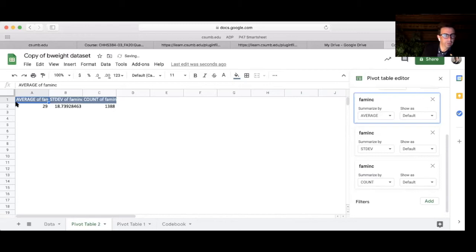Okay, so this is the entire group, right? We have the average family income is 29. That's in thousands, right? So $29,000. And that's based on 1,388 babies or babies' families. And the standard deviation is about 19. This is for the whole sample, right? Good.